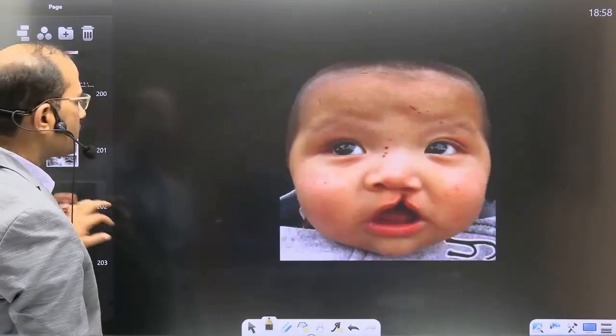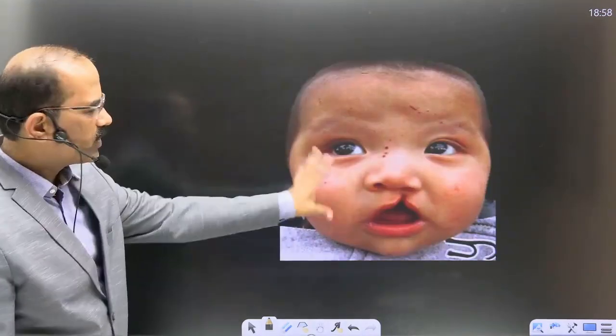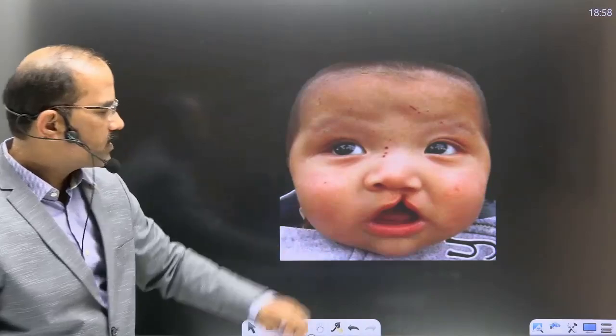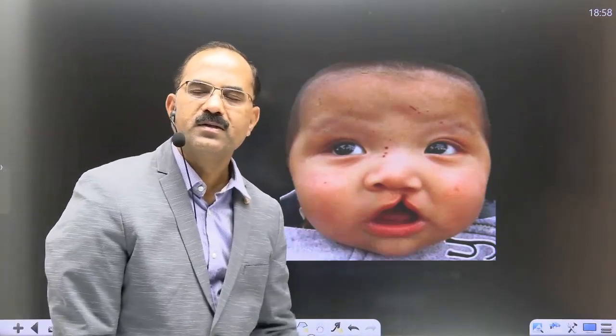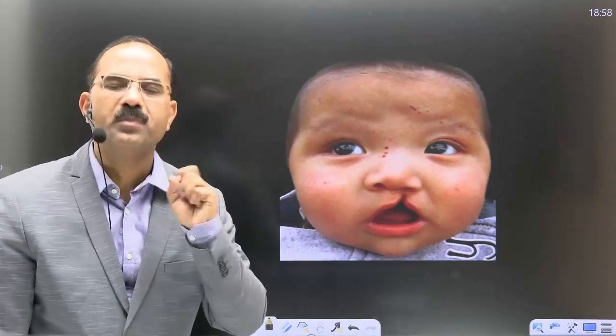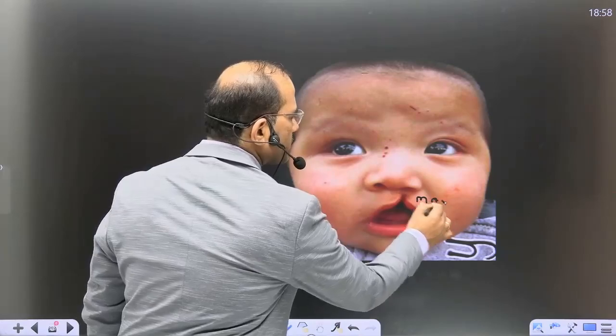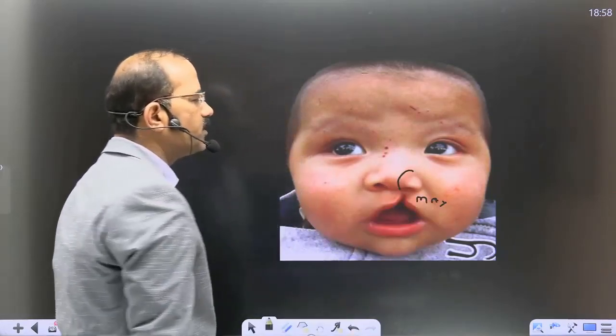What is this? Can anyone tell me what this is? A very common clinical presentation that we get in the OPDs. This is a midline hair lip or a cleft lip. Non-fusion of what process here? That's the maxillary process with what process? That's the medial nasal process.